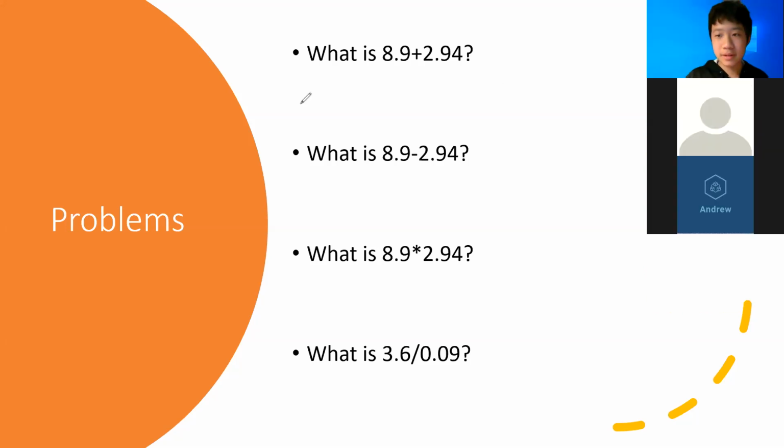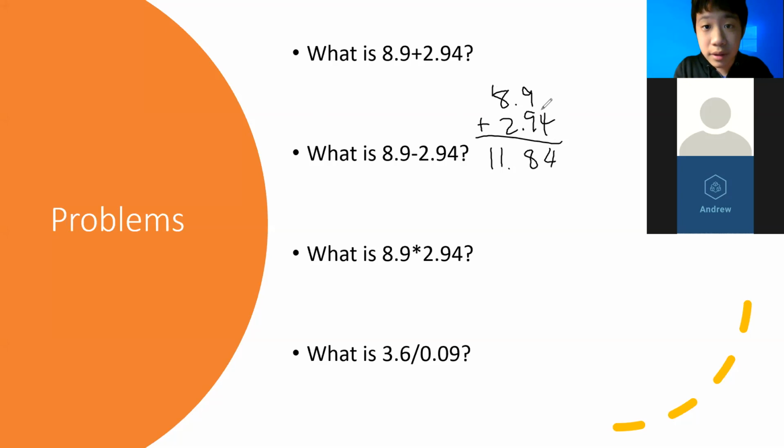Okay, so since I have a lot of people answering already, I'm gonna go through now. Okay, so for the first one, this is just simple addition, right? We just need to line these numbers up. So 8.9 and 2.94, make sure they're lined up. And now we just add 4, 8, put a 1 up there, 11.84. I think that's right. Wait, let me see. I can't see my problem here.